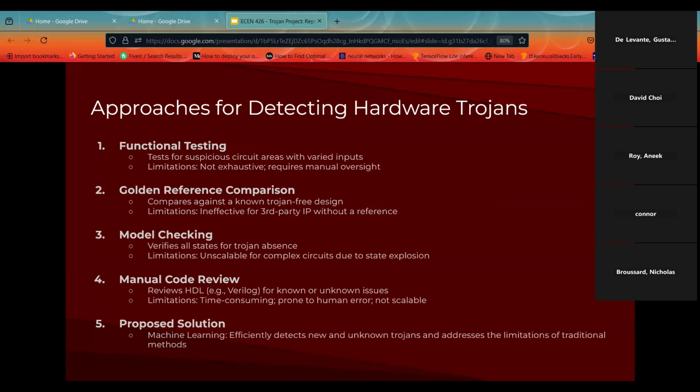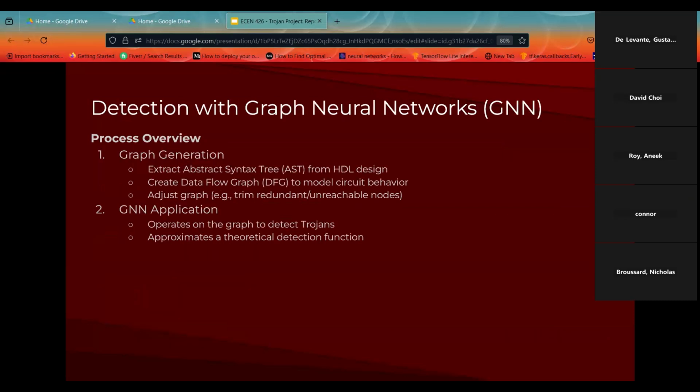The third is model checking, which verifies all states for Trojan absence, and the limitation for that is that it is unscalable for complex circuits due to state explosion. And the fourth is manual code review, which reviews HDL like Verilog for known or unknown issues. The limitation for that is that it is time consuming, prone to human error, and also not scalable. So the proposed solution is machine learning, which efficiently detects new and unknown Trojans and addresses the limitations of traditional methods. A method of detection that we use is detection with graph neural networks.